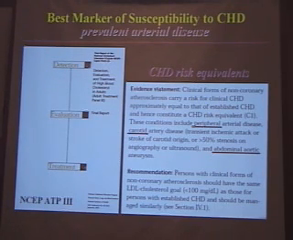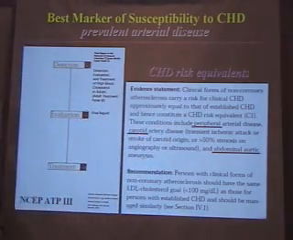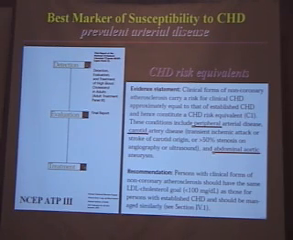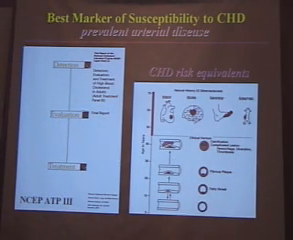The best marker for susceptibility for the disease is having the disease. And the more disease you have, the higher the risk. And it is, in fact, already in the established guidelines. The NCEP guidelines say if you have peripheral artery disease, disease in the femoral arteries, disease in the carotid artery, or an aneurysm in the abdominal aorta, you have a coronary heart disease risk equivalent. You have the same risk as if you have the disease in your coronary artery. So it's a well-established concept that the best marker for susceptibility is prevalent disease. But what we use today is not prevalent arterial disease, it is prevalent clinical disease.